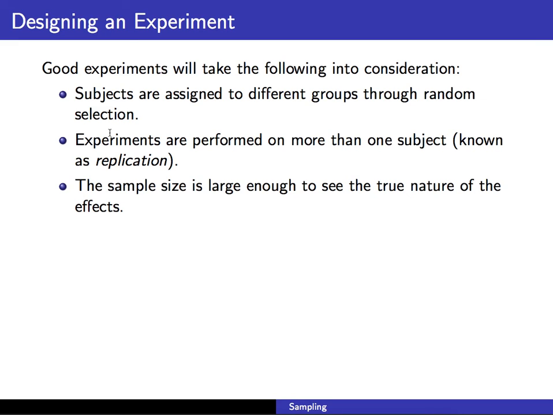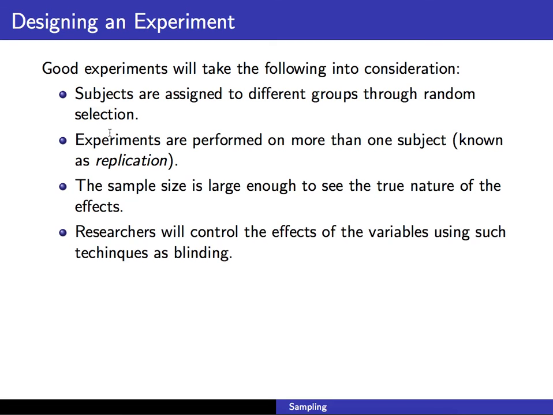We want our sample size to be large enough to see the true nature of the effects. Especially if we're testing out a new medication, we don't want to only test it out on, let's say, 12 people. We want to try to get a large enough sample size to get information about a wide variety of people and their reactions, whether they be good reactions or bad reactions, to the new medication that we're trying to test out and bring to market.